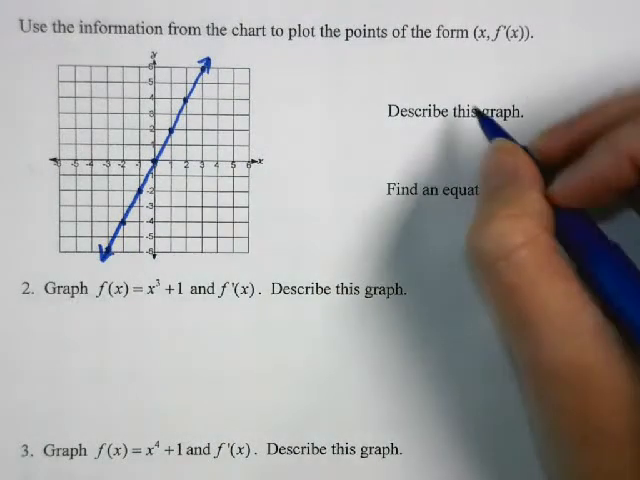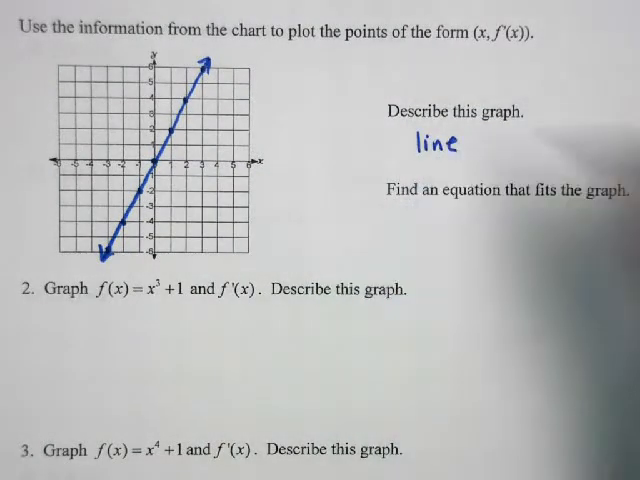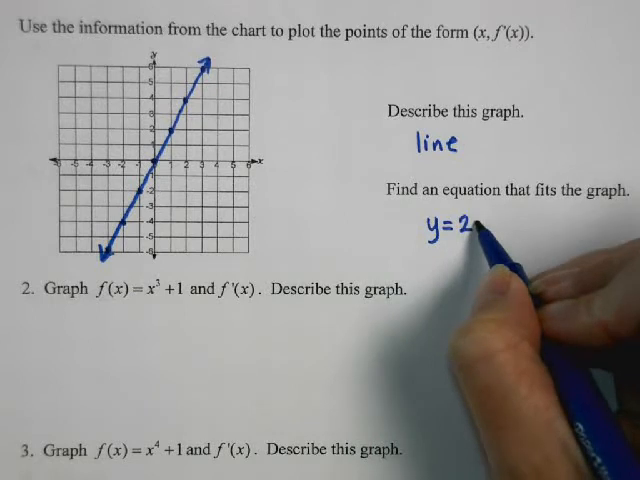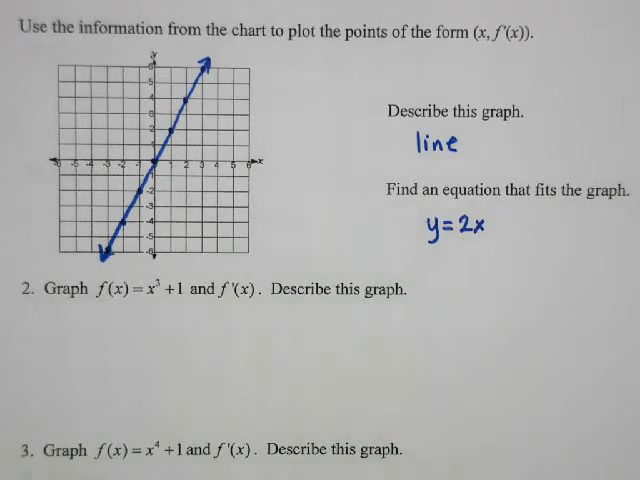Well, what type of graph is this? This would be a line. And we can easily come up with this equation because it's a line. Has a slope of 2, y-intercept of 0. So the equation of that line, which represents the slopes on the parabola, is y equals 2x.